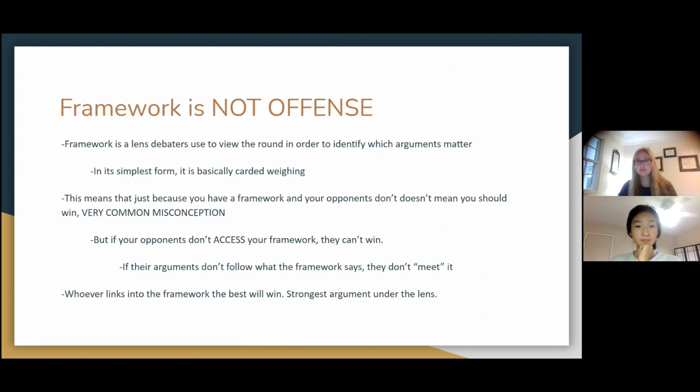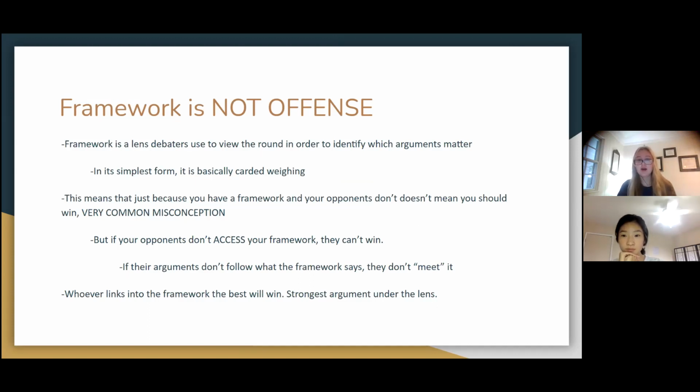Okay, so framework doesn't count as offense, so it's not inherently a reason the judge should vote for you. What it is more is you're telling the judge how they should view the round and how to decide what arguments are the most important. So basically it's really similar to weighing, but you'll have cards for the most part saying why this certain viewpoint is the most important and why it matters the most.